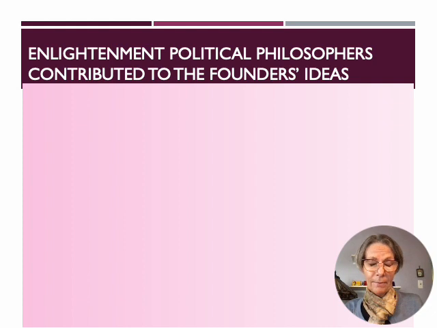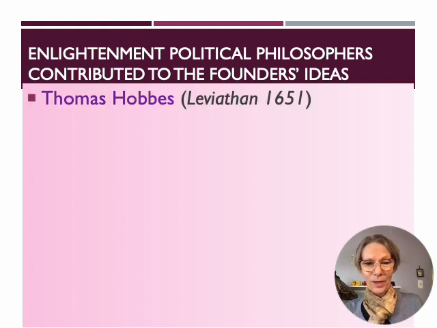So the first Enlightenment philosopher that we are going to focus on is almost pre-Enlightenment, right? But is considered early Enlightenment. And this is the political philosopher Thomas Hobbes. He wrote his book Leviathan in 1651. Thomas Hobbes is the first modern philosopher to come up with what's known as the social contract theory.